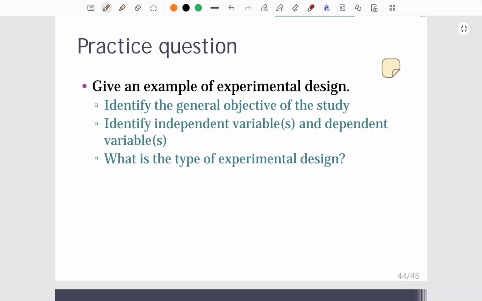Okay, now let's practice. I want you guys to work as a group, maybe 3. Divided into 3 groups, and then try to design an experimental design. When you design this experimental design, first set the research question and objective of your research. Then try to identify independent variable and dependent variables. And lastly, choose the type of experimental design that you just learned.